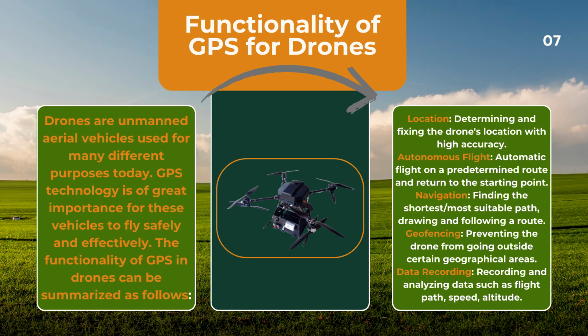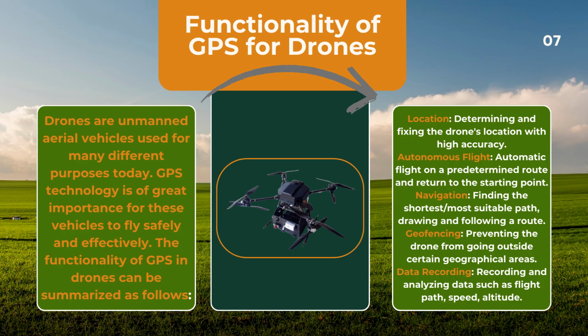Drones are unmanned aerial vehicles used for many different purposes today. GPS technology is of great importance for these vehicles to fly safely and effectively. The functionality of GPS in drones can be summarized as follows. Location. Determining and fixing the drone's location with high accuracy.